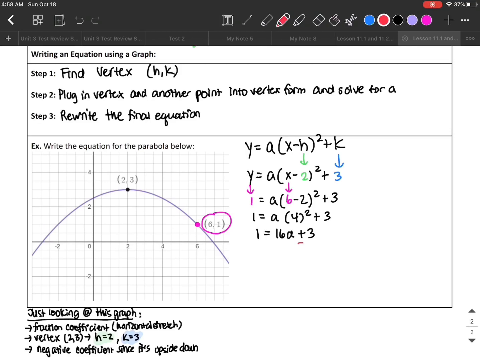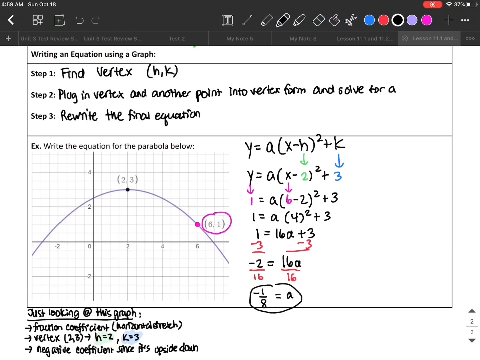I'm going to subtract 3 on both sides. That's going to give me 16a is equal to negative 2. And then I'm going to divide both sides by 16. Careful, don't divide by negative 2 since it's a smaller number. And that's going to tell me a is equal to negative 1 over 8 if I simplify negative 2 over 16. So this is my a.